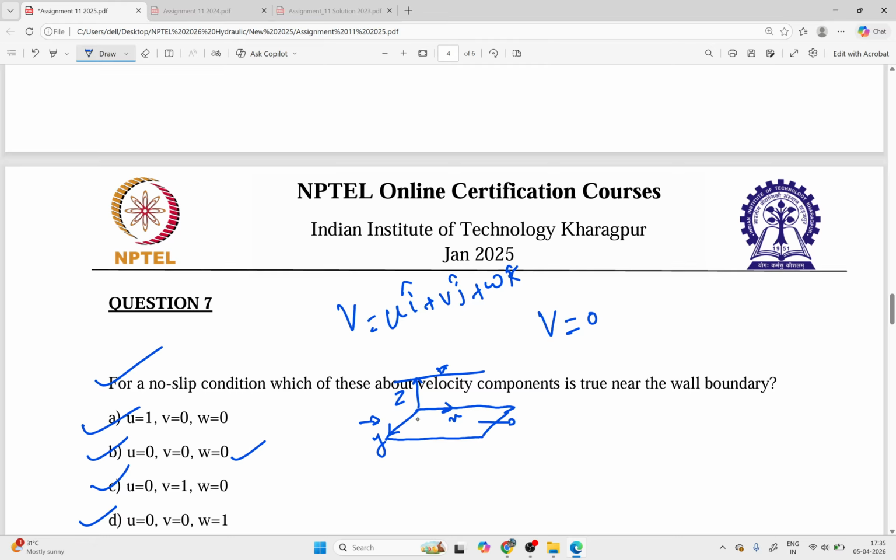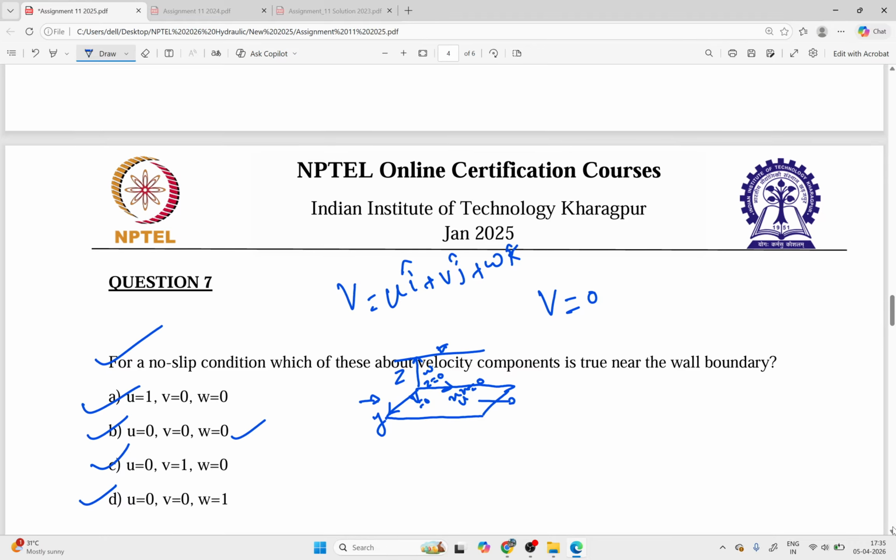So no slip condition means at the wall boundary, this is your wall. At the wall, V will be 0, U will be 0, and the Z component also will be 0 here. Z component means W, and here are U and V. So this is the very basic diagram for your no slip condition in all three dimensions. Okay, now let us move on to the next question. This is very fundamental.